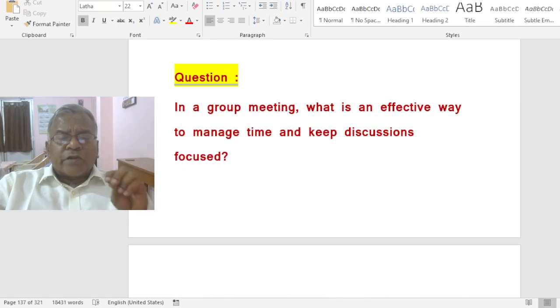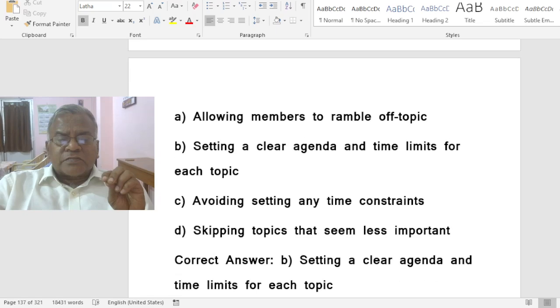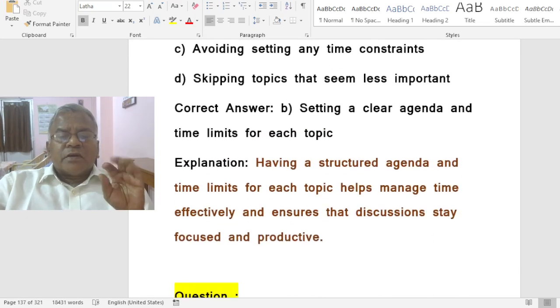In a group meeting, what is an effective way to manage time and keep discussions focused? That is by setting a clear agenda and time limits for each topic. Having a structured agenda and time limits for each topic helps manage time effectively and ensures that discussions stay focused and productive.